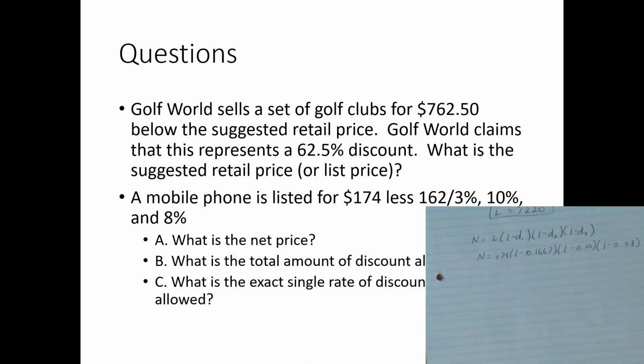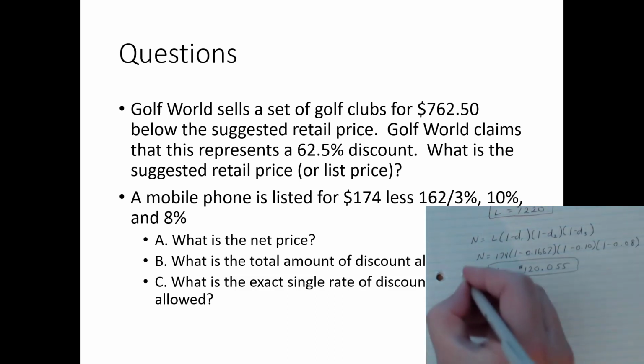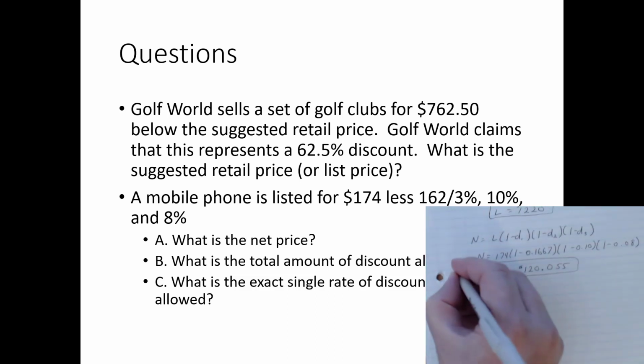Okay. Remember, our good old friend BEDMAS, do all the operations in the brackets first, then we'll multiply everything together to get the net price. And when you do that, you get about $120.06, or $120.055. Okay. And there's part A done.